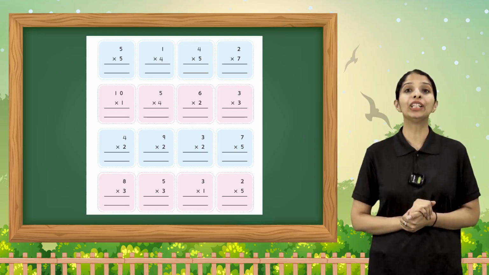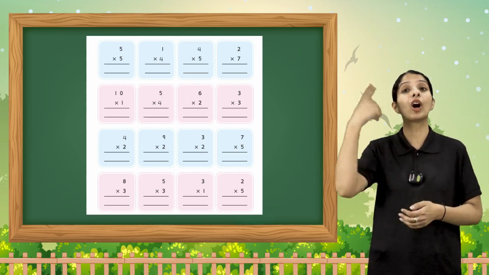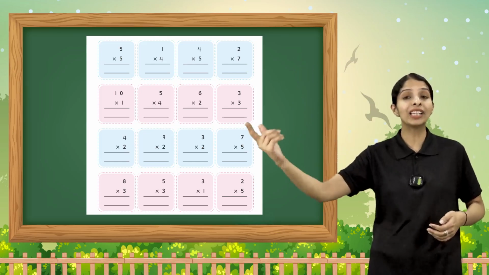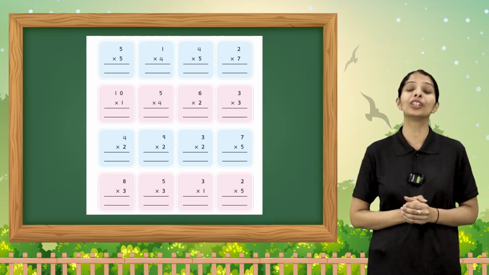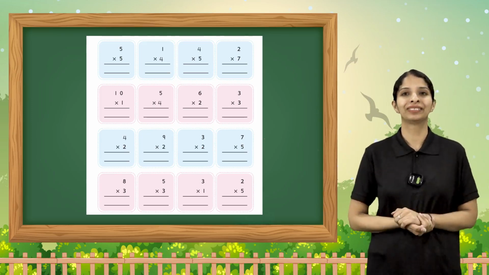Next is 1 into 4 equals to, recall the table of 1. 1 into 1 is 1. 1 into 2 is 2. 1 into 3 is 3. And 1 into 4 equals to 4.